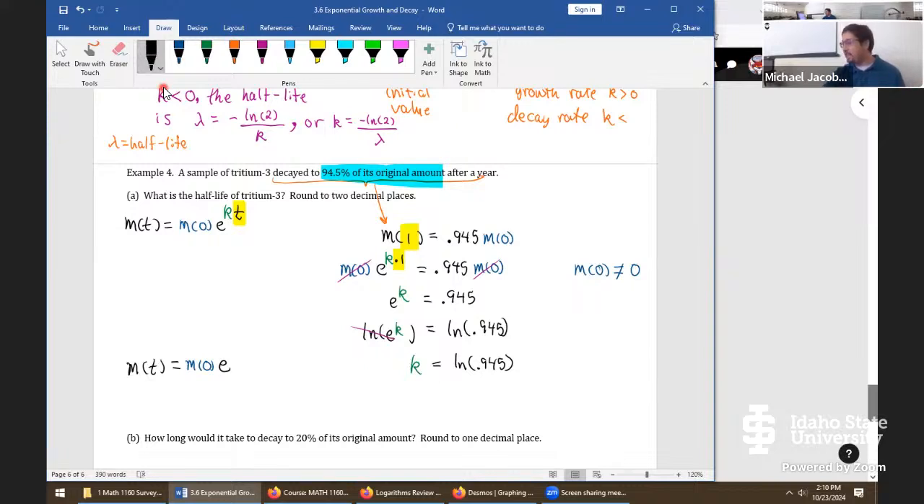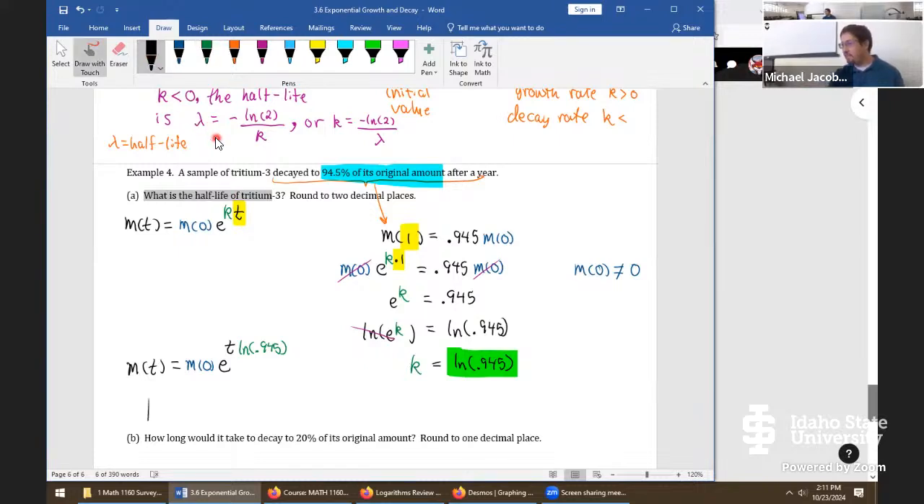It's e to the power of K. I probably should have kept that all in green just to show the substitution. So it's going to be T times natural log 0.945. So that's our model. And now to get the half-life, this portion right here, we use this equation up at the top by the red dot.